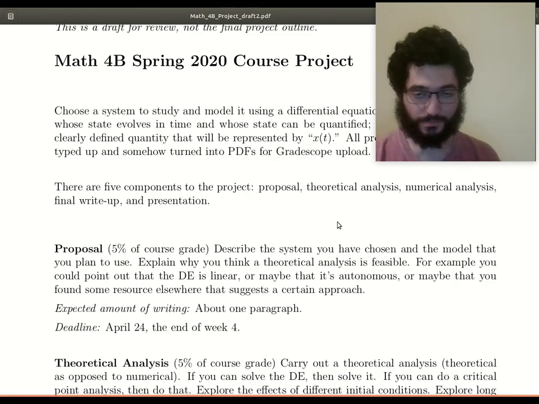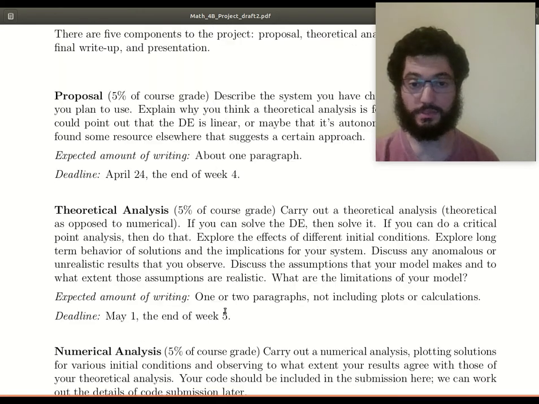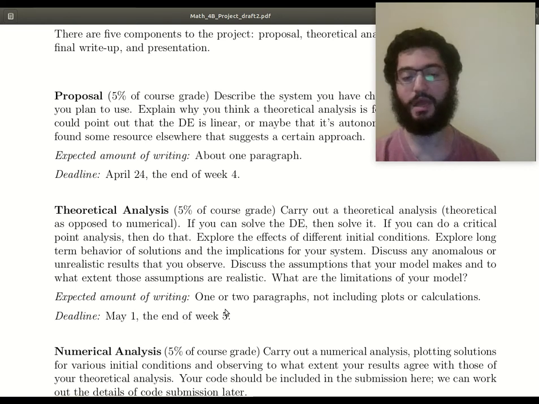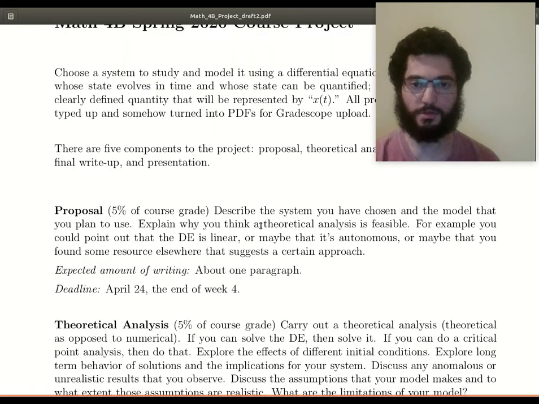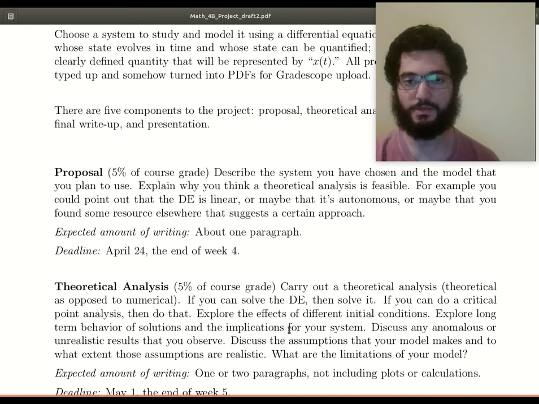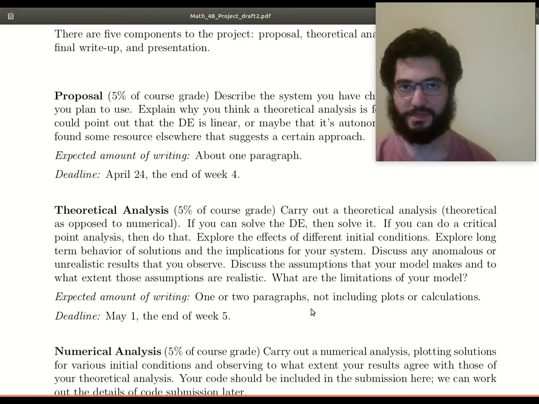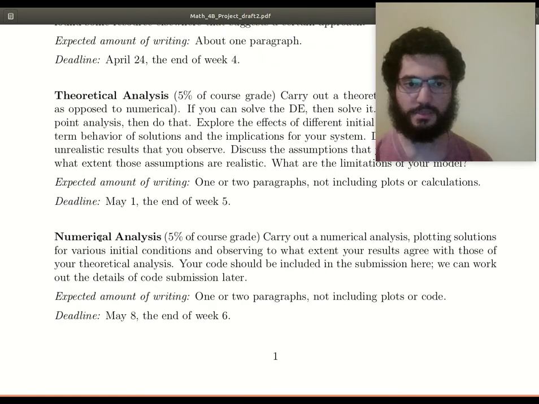So anyway, the next part is the theoretical analysis, where you will solve the differential equation, possibly, if you can, or if you can't, do something else to analyze it. Hopefully what you would have done in your proposal is explain why you think there's something that you can do. In the theoretical analysis, you do it and explain what you did. Show what you did and maybe put some plots or something. That will be due at the end of week 5. Then the numerical analysis will be due at the end of week 6.